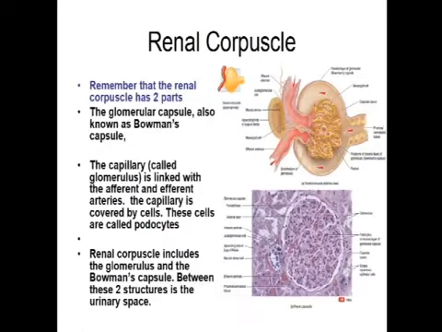The renal corpuscle has two parts: the glomerular capsule, also known as the Bowman's capsule, and the glomerulus, the capillaries, which are linked with the afferent and efferent arterioles. The capillary is covered by cells. These cells are called the podocytes. The renal corpuscle includes the glomerulus and the Bowman's capsule, and between these two structures is the urinary space. Here is the urinary space.